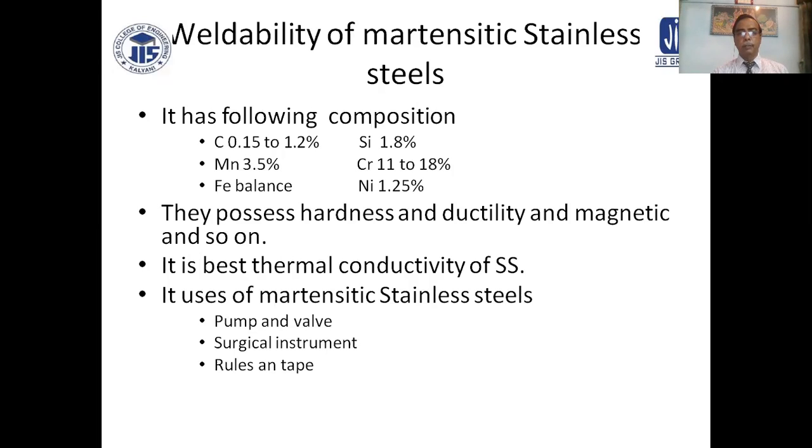Weldability of martensitic stainless steel. It has the following composition: carbon 0.15 to 1.2, manganese 3.5, ferrous balance, silicon 1.8, chromium 11 to 18%, nickel 1.25. They possess hardness and ductility, and are magnetic. They have the best thermal conductivity of the stainless steels. Martensitic stainless steel is used in pumps and valves, surgical instruments, rules, and tape.